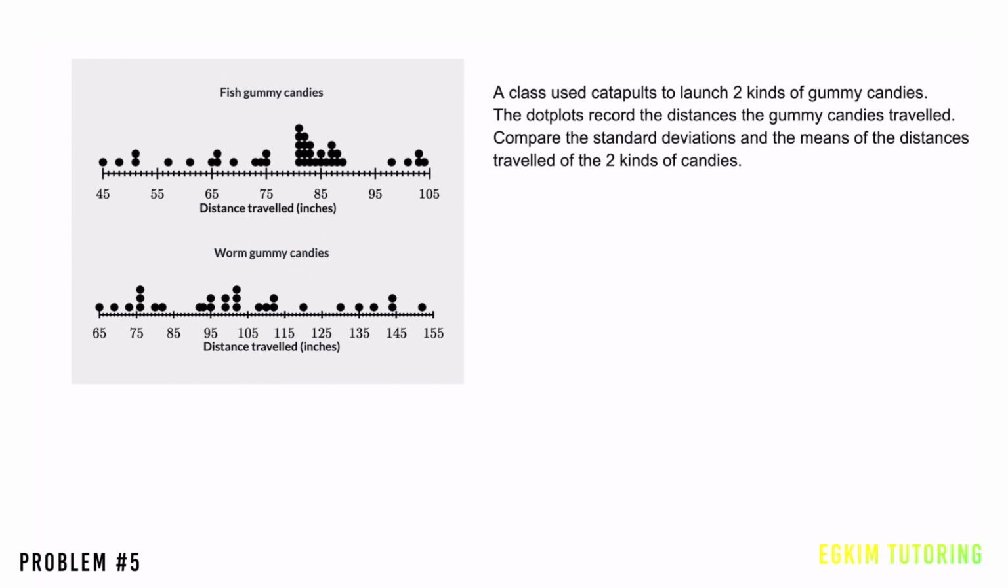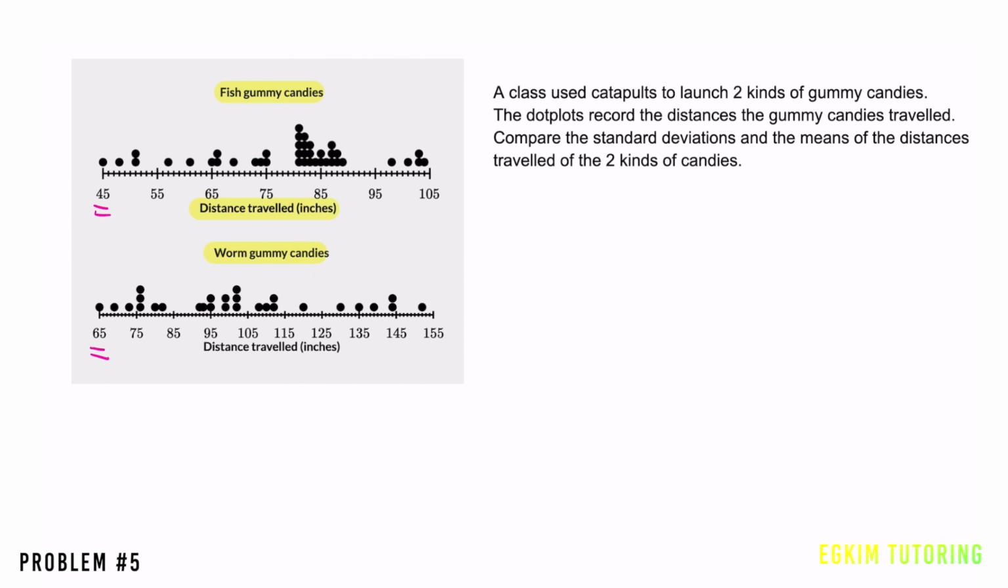Let's go ahead and look at the dot plots. So we have fish gummy candies and we have worm gummy candies, and the plot is measuring the distance traveled in inches. One thing to note is that the scales are different. So the fish gummies start at 45 inches and the worm gummies start at 65 inches. Let's go ahead and read the problem.